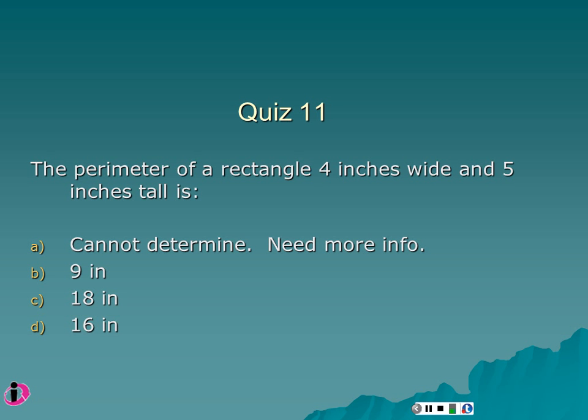Here the L is 5 and W is 4, right? We do the multiplication first. This is 10 and this is 8. It's 18 inches. So the right answer is C. Any question here?